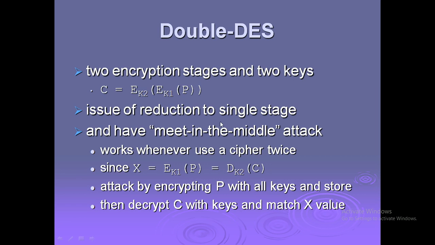The issue is reduction to a single stage, and the meet in the middle attack works whenever you use a cipher twice. Since X equals the encryption of P by using key K1, this equals the decryption of the ciphertext by using K2. The attack is to encrypt P with all keys and store the results, then decrypt C with all keys and match the X value.